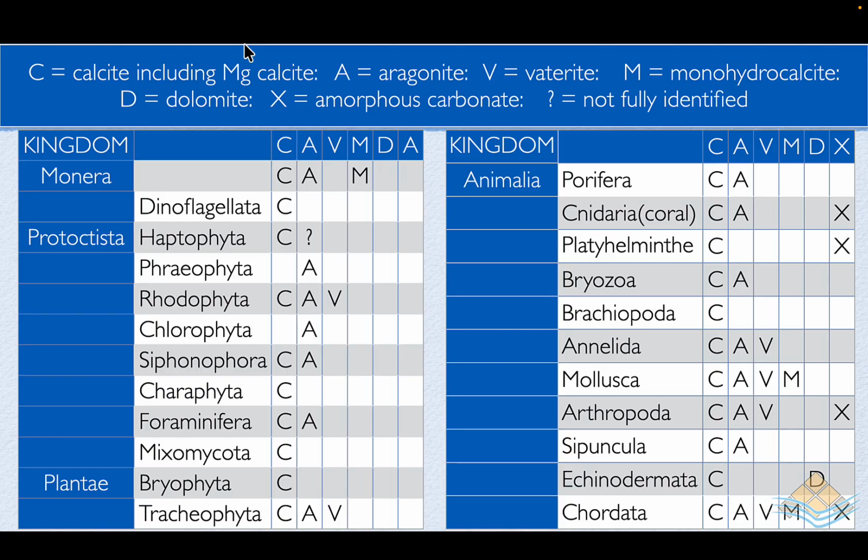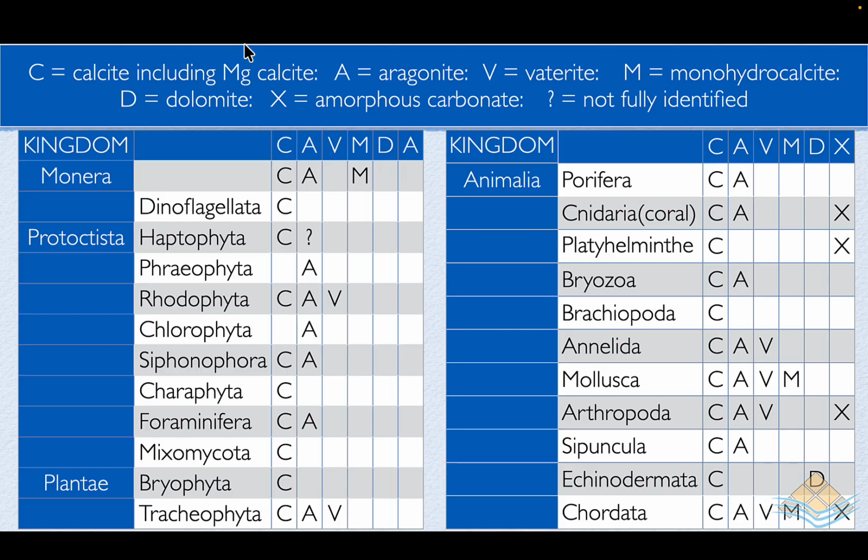And in the chordates, animals with a backbone, we see various calcite, aragonite, vaterite, monohydrocalcite, and also some amorphous carbonates. Life forms include the whole range of polymorphs of calcite, but calcite and aragonite are the dominant mineralogies.